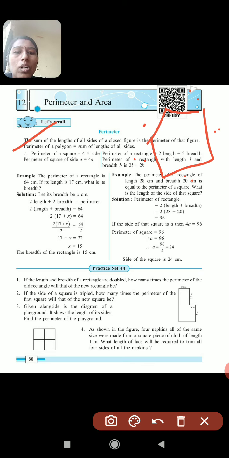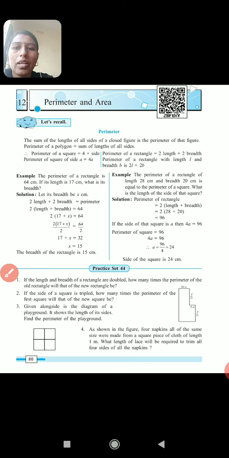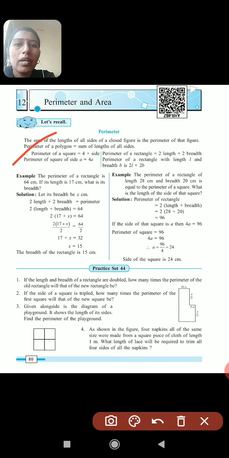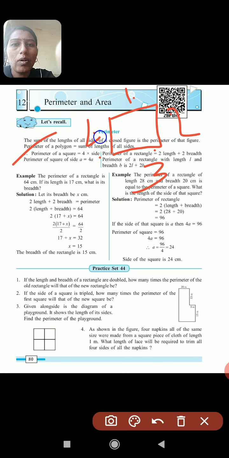So here today we are going to see the perimeter of a square. The formula for that: if you are taking a square, it has four sides, 1, 2, 3 and 4. So the perimeter of a square is equal to 4 into A, or 4 into side.